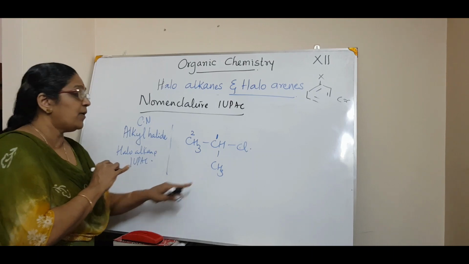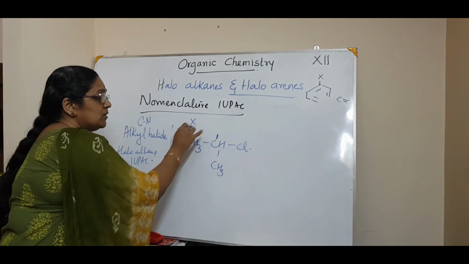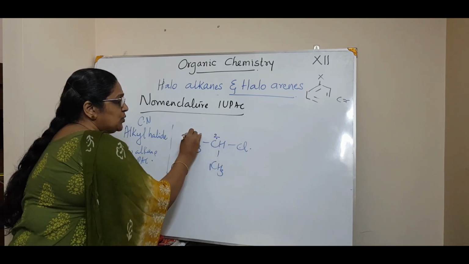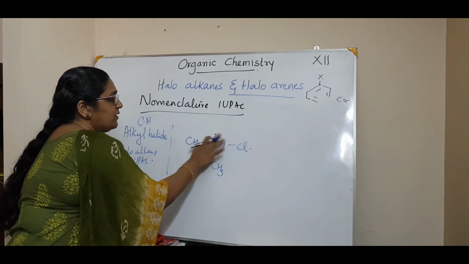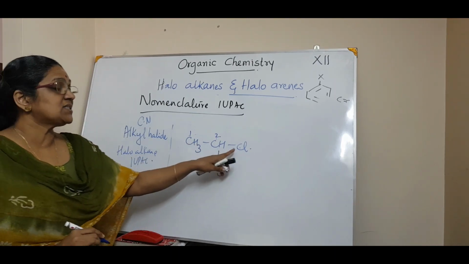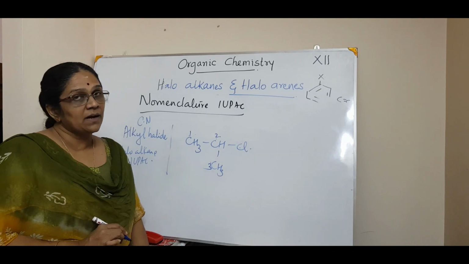How will you name the compound? Is it right? No. Choose the longest chain, isn't it? So it will be 1, 2, 3. Or you can write 1, 2, 3. Both are the same, because in both cases the chlorine atom is on the second carbon atom.